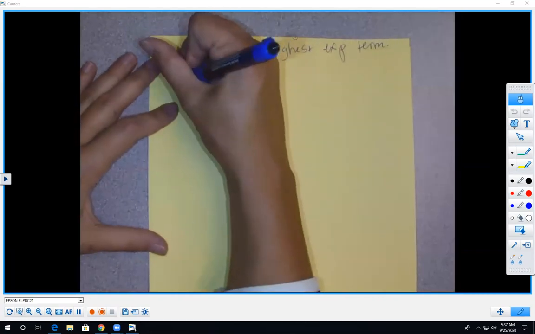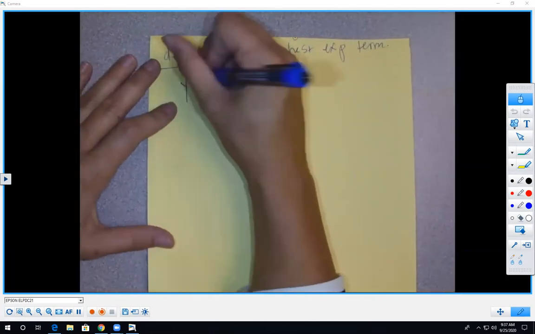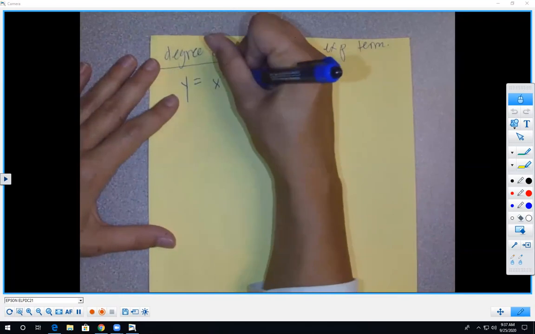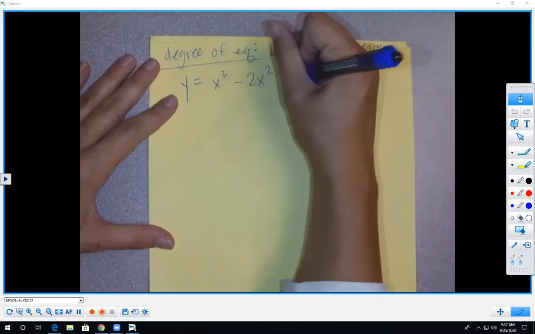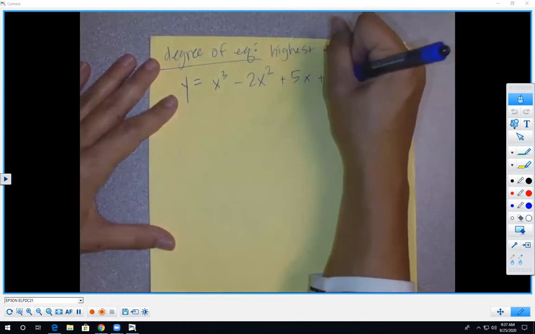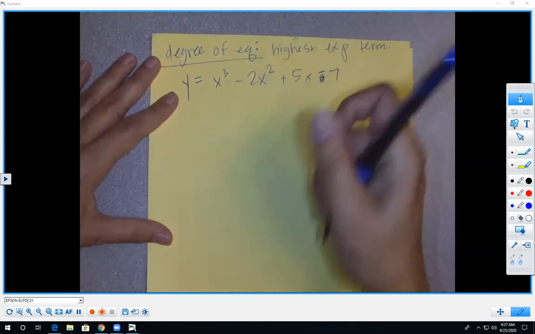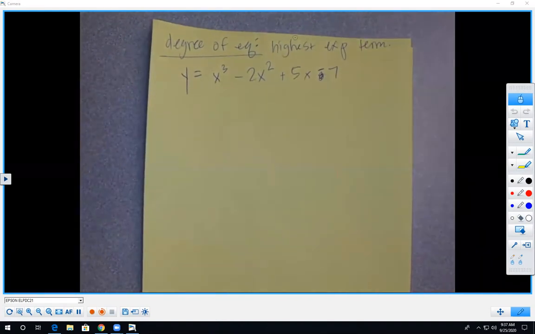Okay, so for example, if I had my problem I've been working with, x to the 3rd minus 2x squared plus 5x, I'm sorry, it was minus 7. Technically, the way you're supposed to do this is you're supposed to find the degree of every single term here, and then you pick the one that's the highest.